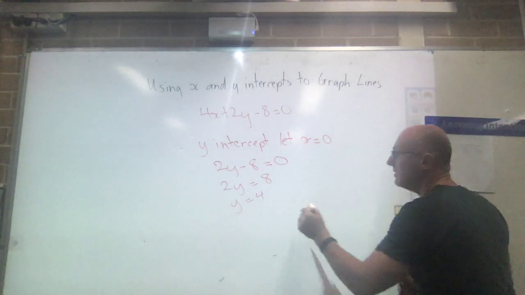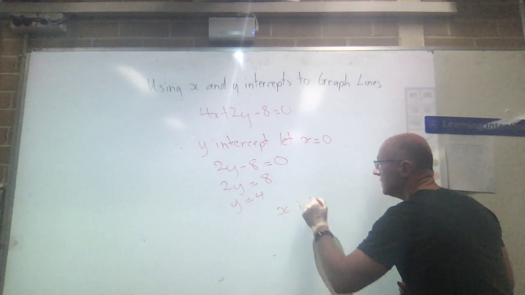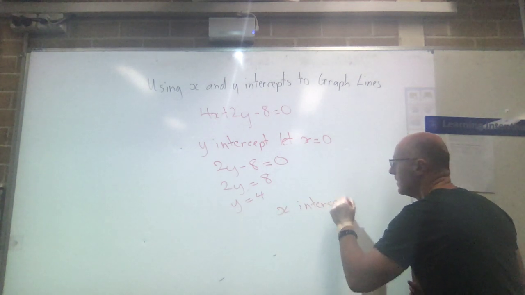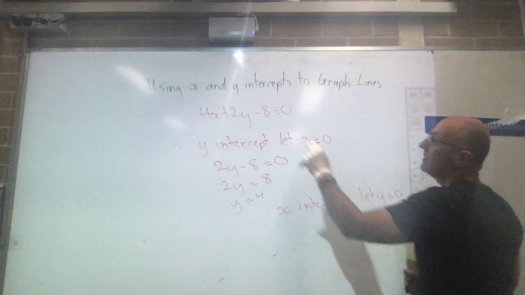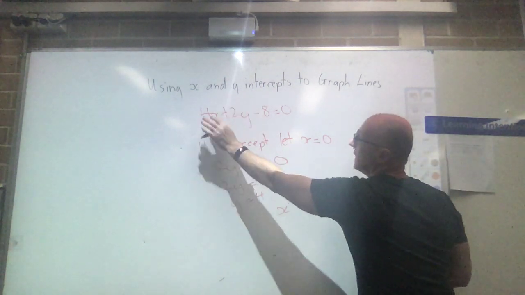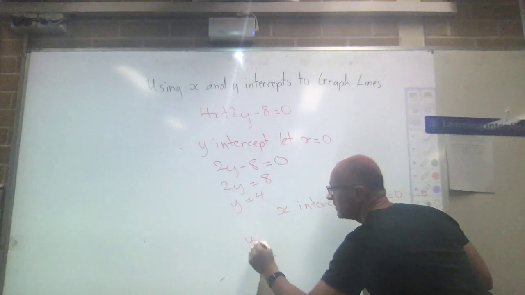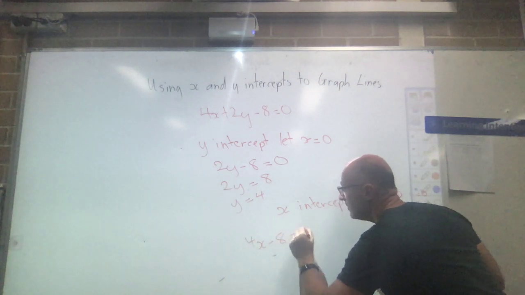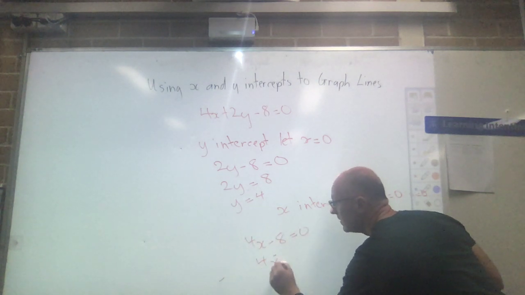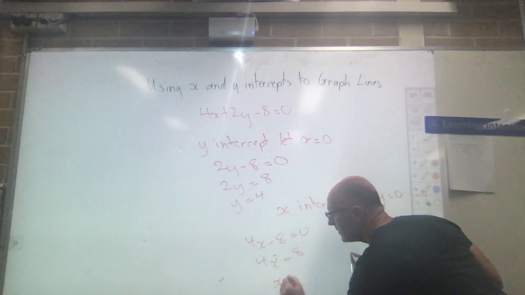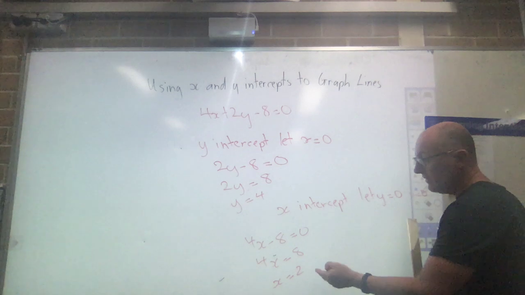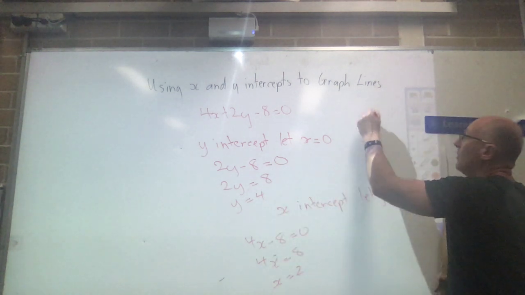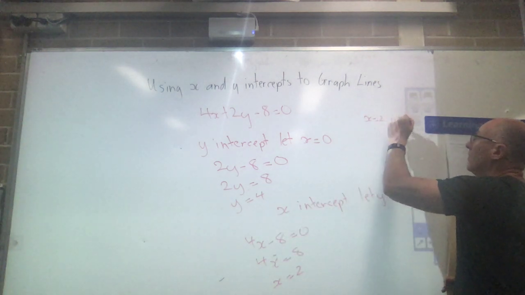Second one, x-intercept: let y equal 0. This term becomes 0, and you're left with 4x minus 8 equals 0. Just quickly, 4x equals 8, x equals 2. It probably took a minute, if that. So x equals 2, y equals 4.